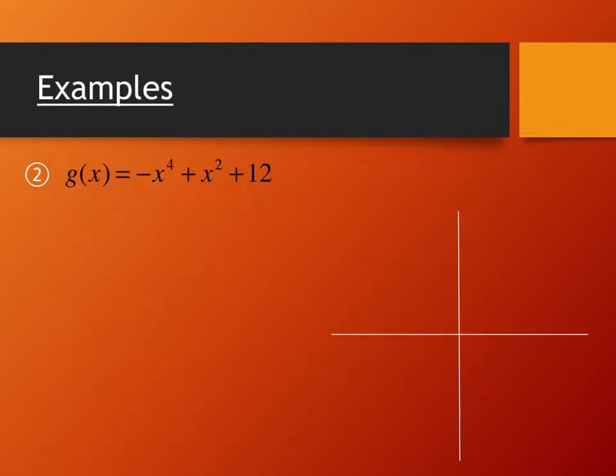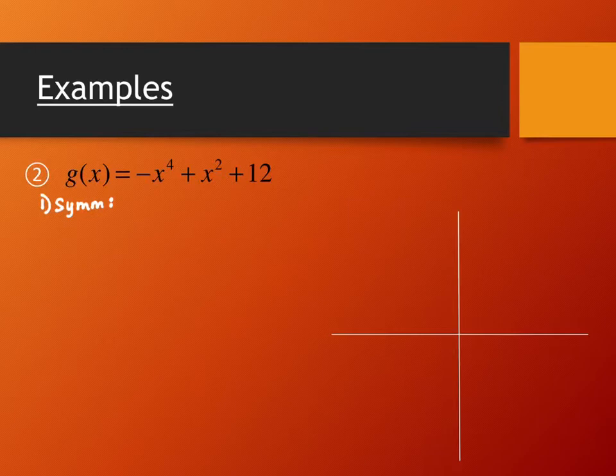Okay, let's try another one. Different equation. Negative x to the fourth plus x squared plus 12. And we always are going to start with symmetry. Not because it really matters which one we start with, but we've got a list of things. That's the first one I listed, symmetry.